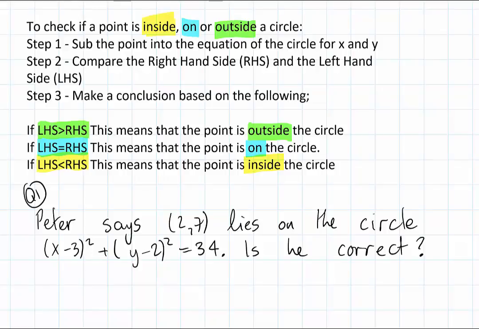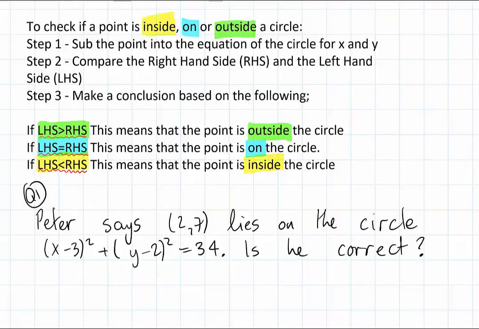If the left hand side turns out to be greater than the right hand side, this means that the point will be outside the circle. If the left hand side turns out to be exactly equal to the right hand side, this means that the point must be exactly on the circle. And finally, if the left hand side turns out to be less in value to the right hand side, this must mean that the point is inside the circle.